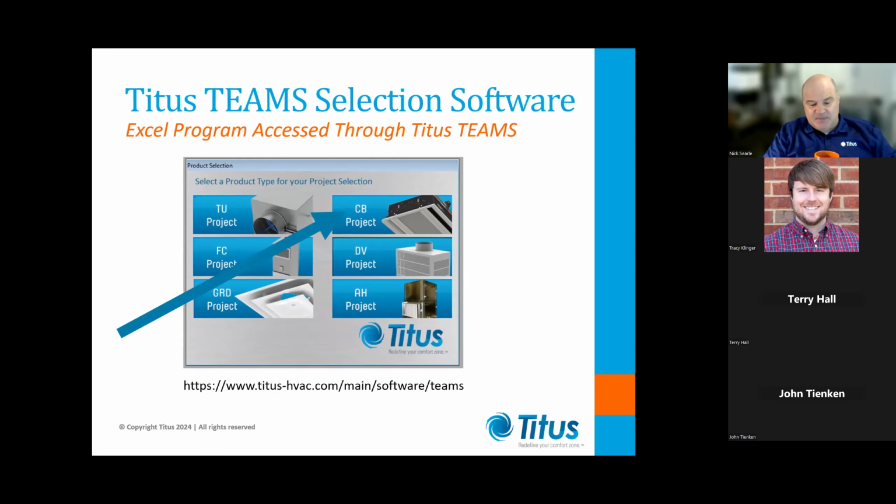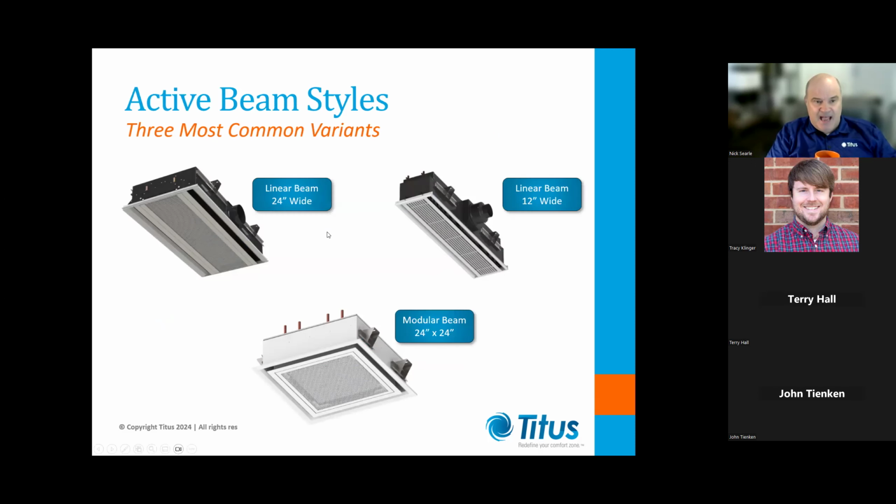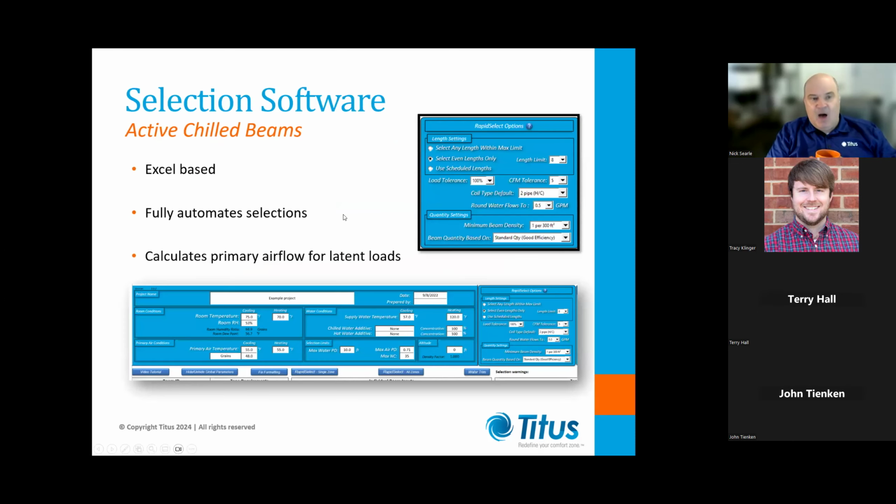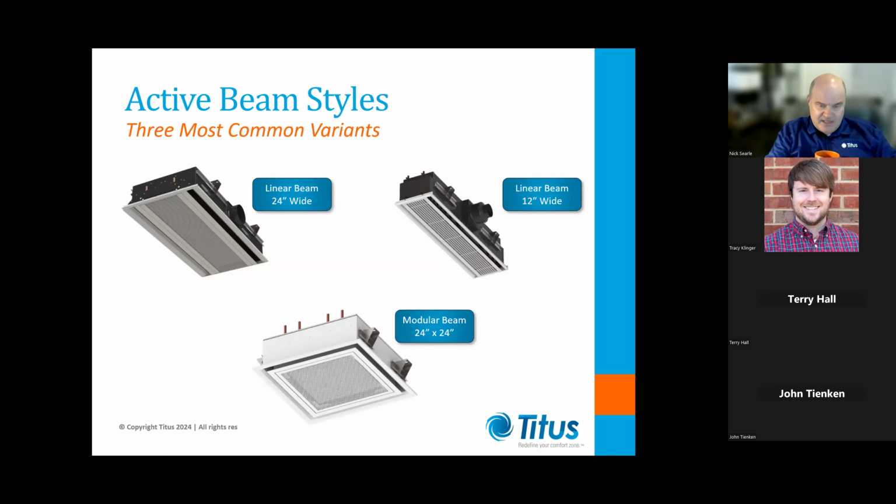To click it, you'll need some Titus software. In the software, you click on the chill beam project button, and up pops this. You can see the selection software there. As I say, it's an Excel spreadsheet based tool with some Visual Basic routines running on it. It's pretty sophisticated, and I'm going to do you a demo in a moment, but this slide is in the wrong position here.